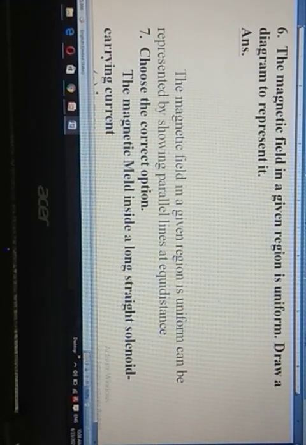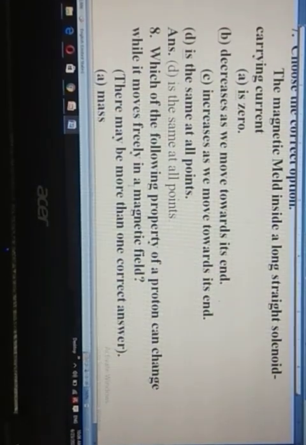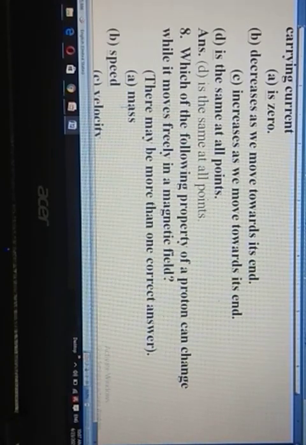Next question. Choose: the magnetic field inside a long straight solenoid carrying current can be zero, can decrease as we move towards its end, can increase as we move towards its end, or is the same at all the points. The answer will be it is the same at all points.